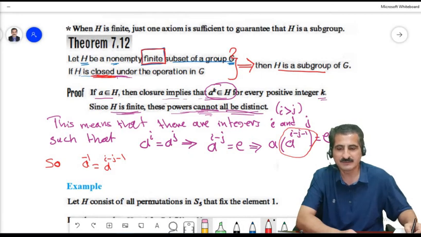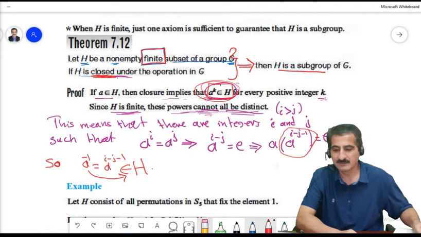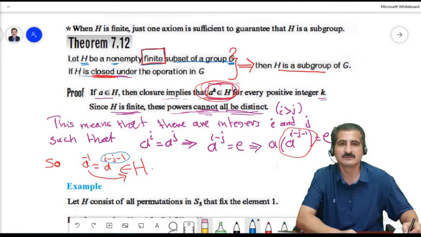Correct? But we know that a raised to any power is inside H, and this is inside H. Then we are done. a inverse is inside H. Okay? One of you may say, well, wait a minute. What if this thing is zero? Okay, so what if this thing is zero?